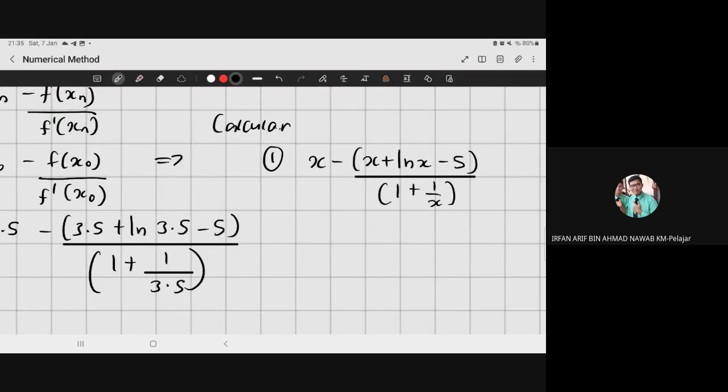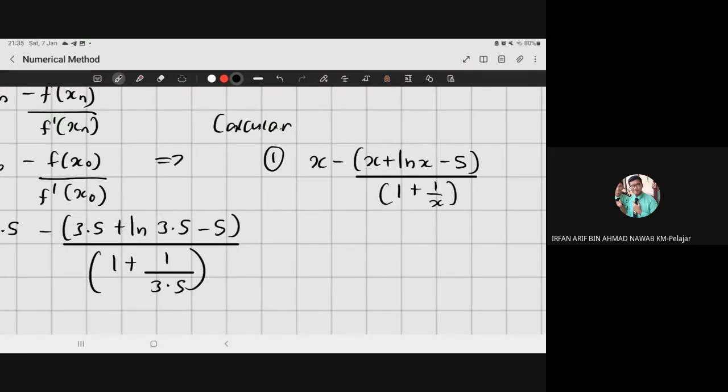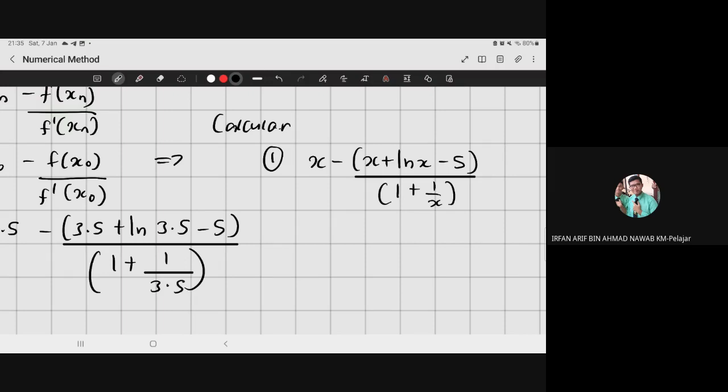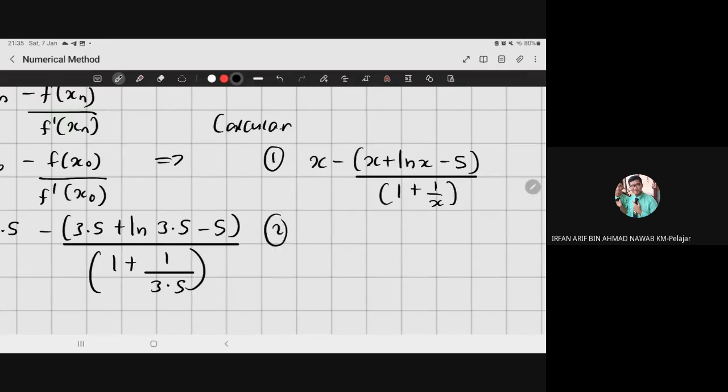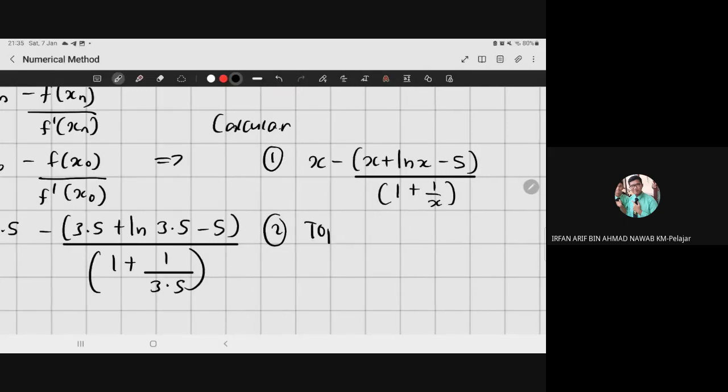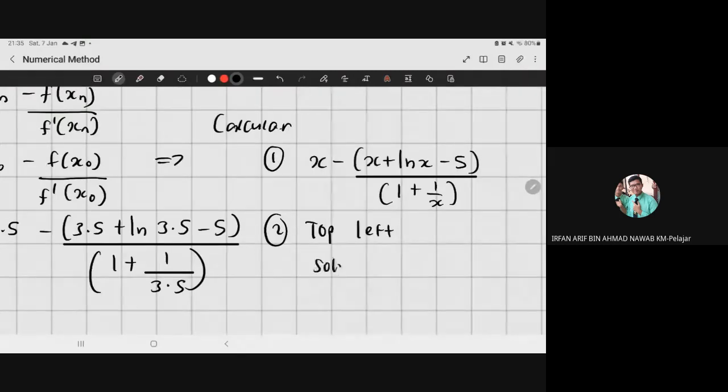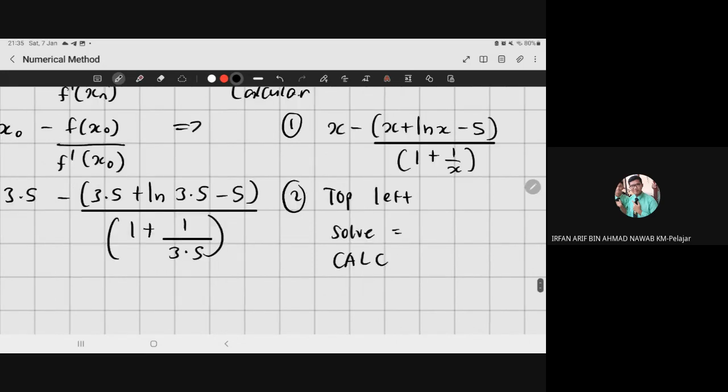Okay, and then on your calculator, the second step is there is a button on your top left. There is a button which is solve equal to, and then there's the all caps CALC. Solve, CALC.